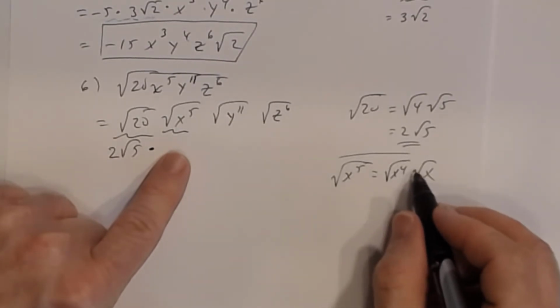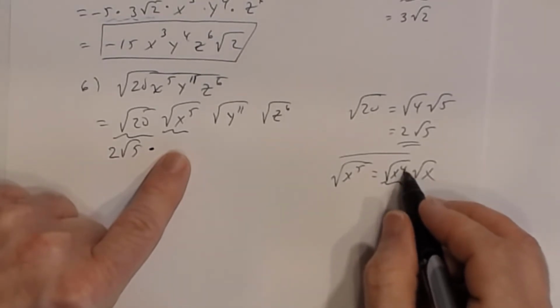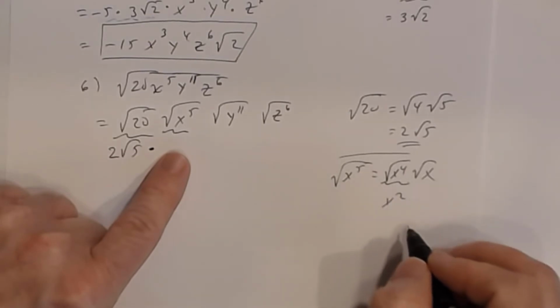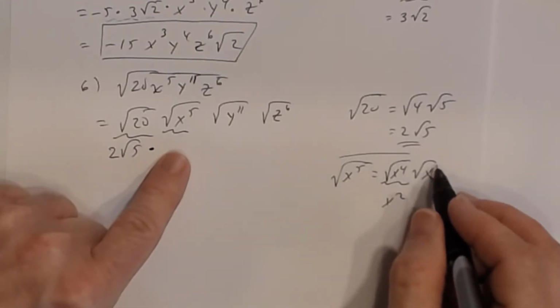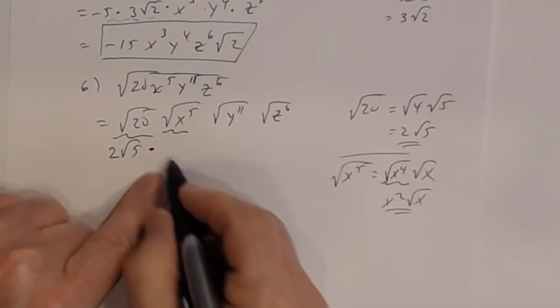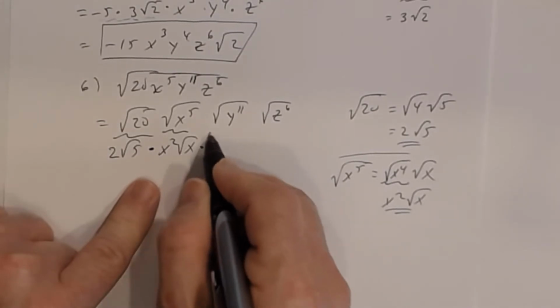Multiply like bases, add exponents: 4 plus 1 is 5. What's the square root of x to the 4th? 4 divided by 2 is 2, so that's x squared. x squared times x squared is x to the 4th. I cannot simplify the square root of x because 1 is less than 2. So that goes here now. So that's x squared, square root of x, times, now let's do this one.